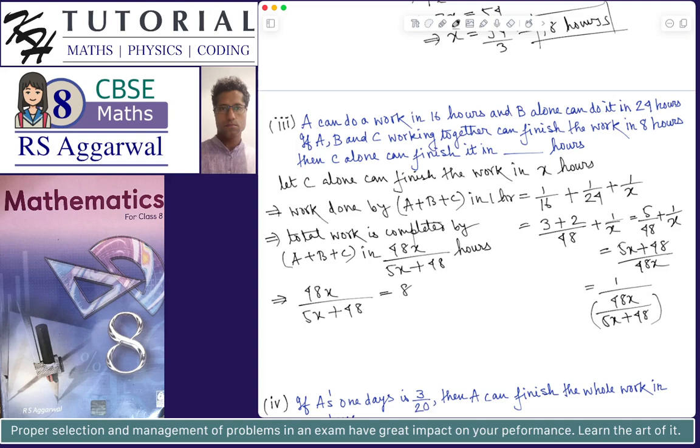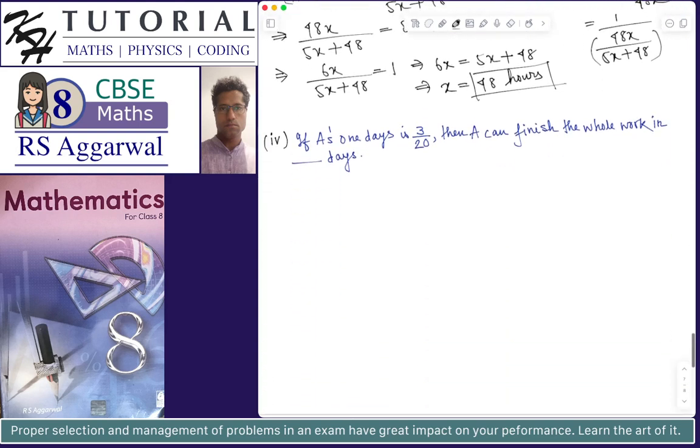Before solving, we can divide both sides by 8, and we get 6x by 5x plus 48 is equal to 1. Now if we do cross multiplication, we get 6x is equal to 5x plus 48. So this implies x is equal to 48 hours. So the answer is 48 hours. That is, C alone can finish the work in 48 hours.